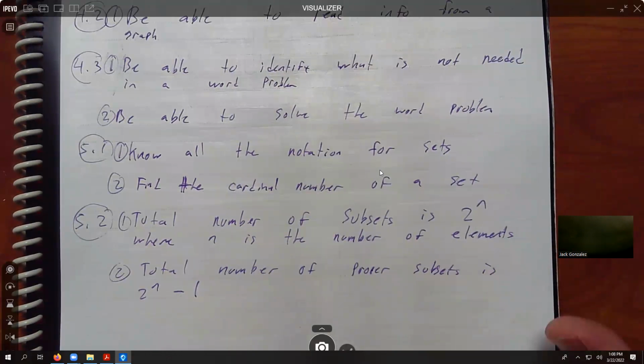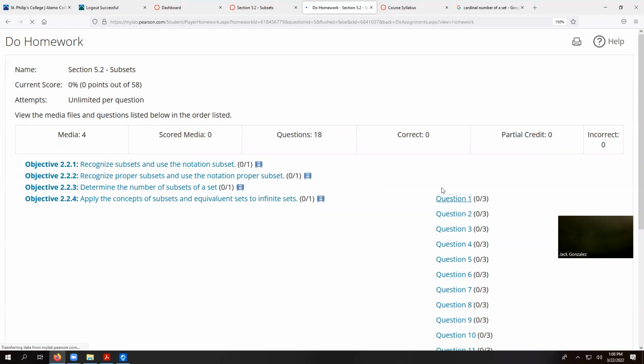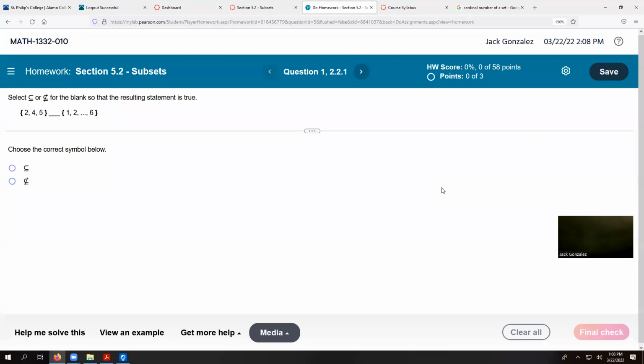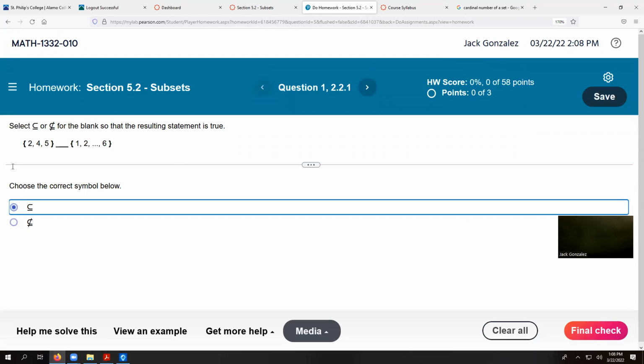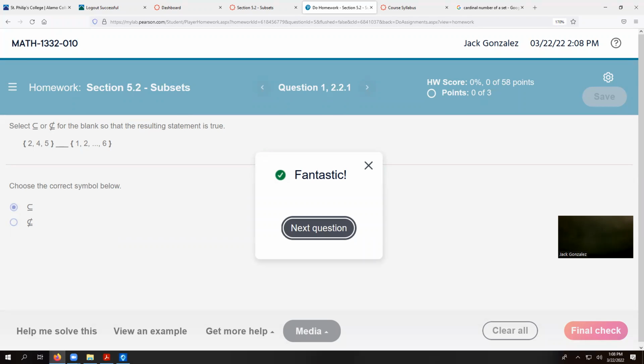Okay, so they'll have questions and they'll ask you, okay, is this set a subset of that? You'll say yes or no. You'll use the correct symbol. For example, number 1 on homework 5.2. Is this a subset of the other set? Which one would you choose? Not a subset or a subset? It looks like the bigger one is 1, 2, 3, 4, 5, 6, right? So 2, 4, 5 is inside there. If it is inside there, you would say subset. That's all you would do. So you have a question like that, for sure.